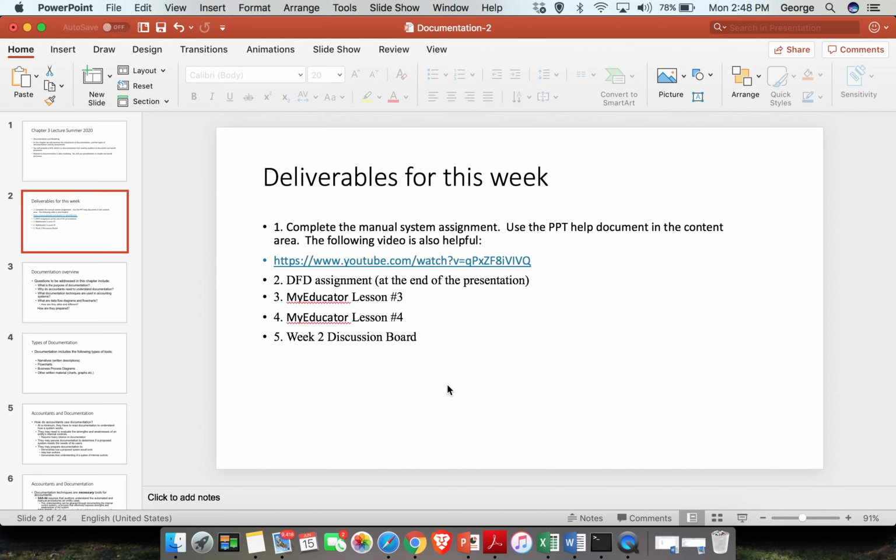So for this week, we've got the manual system, DFD assignment, 2 My Educator lessons, and a discussion board. So a busy week. Of those assignments, the most time consuming will be the manual system. So set some time aside to do that. It is worth 75 points, almost as much as an exam, but it is a very helpful assignment, and I do have a video on that you might want to watch.